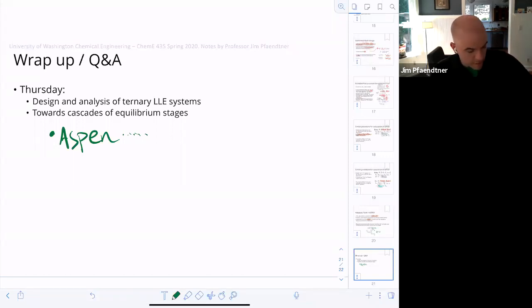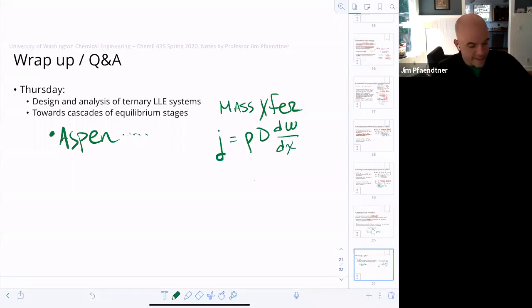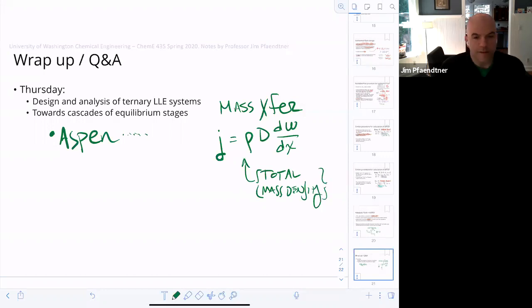Okay, so a question came in, and this is related to mass transfer. The equation is in the mass version that we wrote for Fickian diffusion, where W is the weight fraction. What density would we use? That's going to be the total mass density of the system. This is going to be diffusion or mass transfer in a single phase, so it would be a gas or liquid. W is the weight fraction. And then you could calculate the density or it would be provided to you.